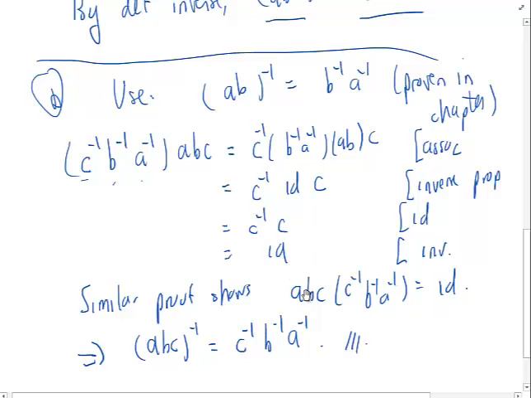And I use the same proof to show the other way, that ABC times C inverse, B inverse, A inverse is the identity. So that gives me the complete proof. So I get it both ways. All right, that's it.